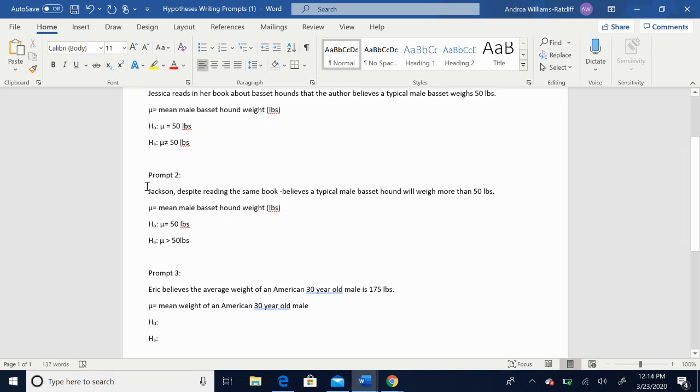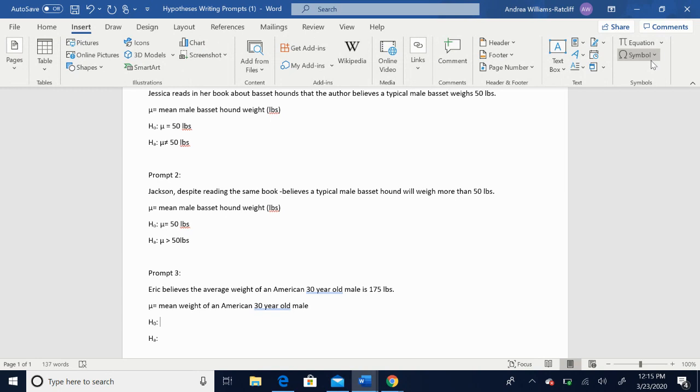Eric's claim is very clearly an equation. He's saying he believes that it is 175 pounds. So we definitely have an equation there, so that has to be the null. We're going to use mu equals 175 pounds.